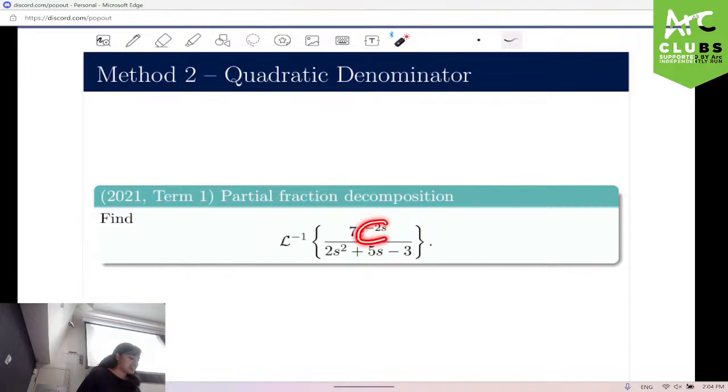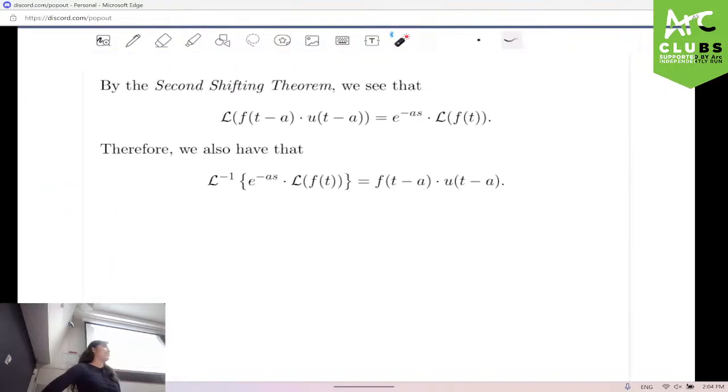There's an e to the power of minus 2s, but then this part is also like some shift. So there's two shifts, so it's the second shifting theorem. It's actually a nice naming thing: two shifts, second shifting theorem. Anyway, using the second shifting theorem, we get that.